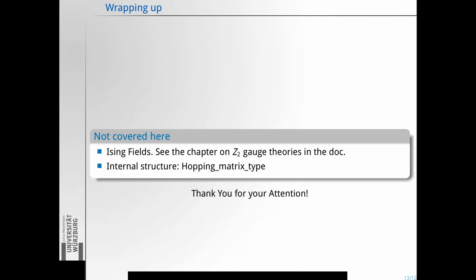And also another thing, if you are interested in writing your own predefined hopping, if you want to contribute that at some point to the ALF project, then you would have to figure out the internal structures of the hopping matrix type so that our routines can work with that. And yeah, that brings me to the end. Thank you for your attention.